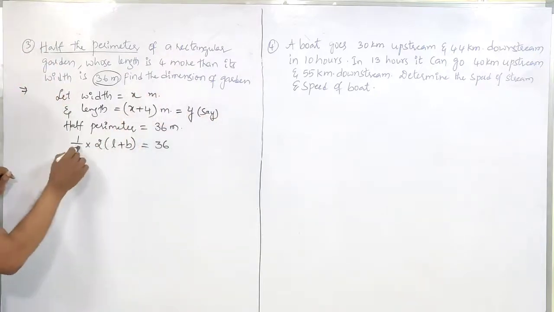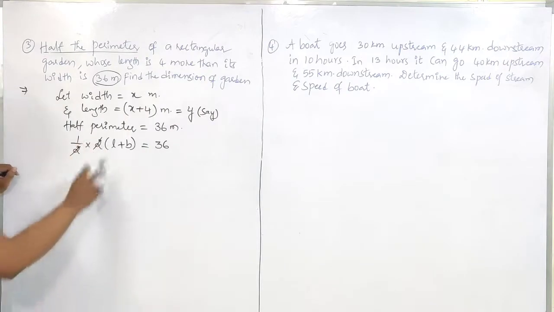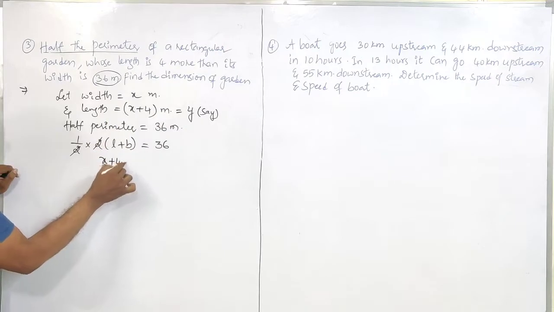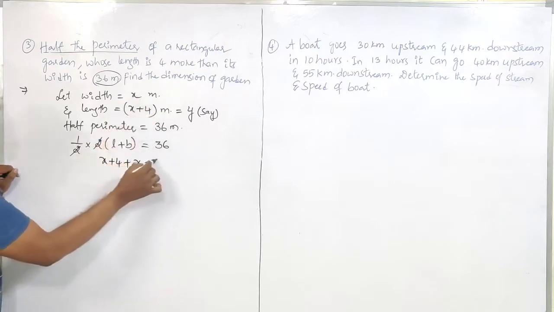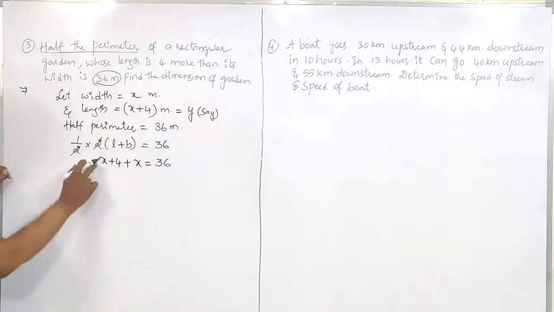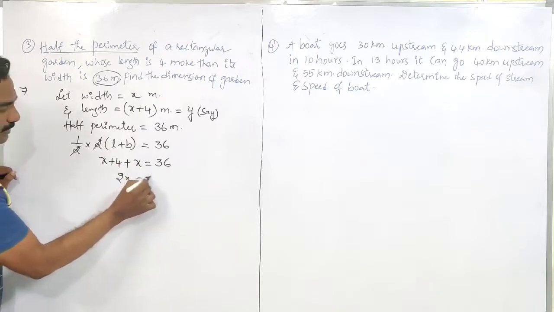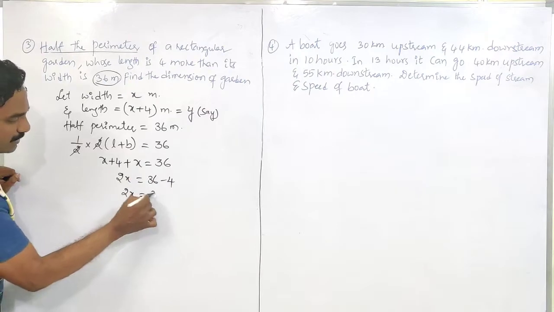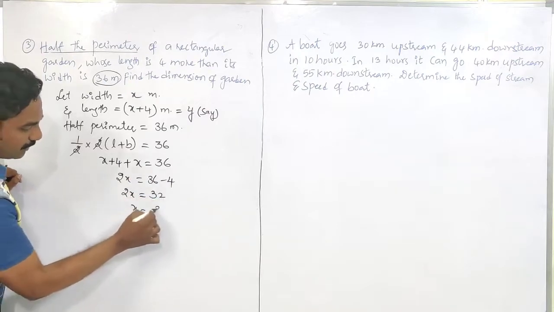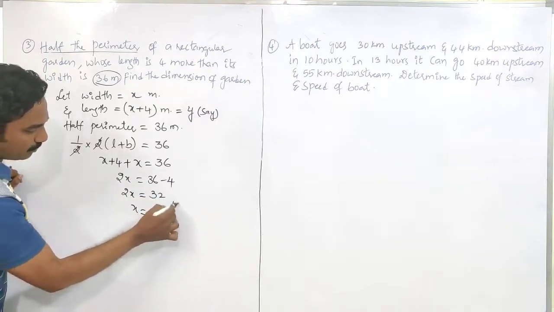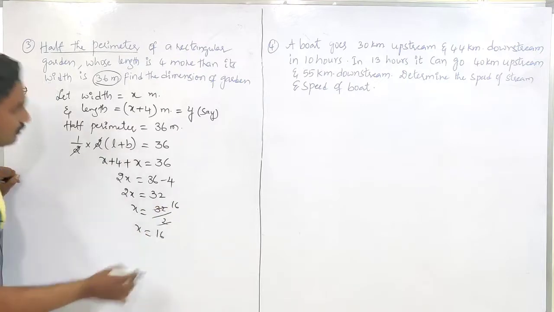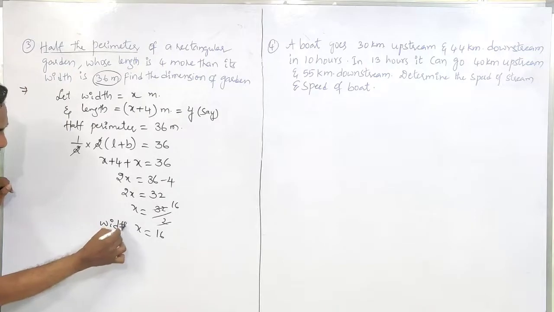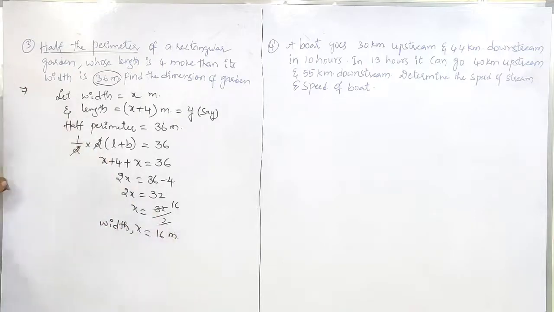Now 2 into L plus B, the 2 gets cancelled. How much is length? Length y is x plus 4 and the breadth is x, is equal to 36. x plus x, 2x is equal to 36 minus 4. 2x is equal to 32. x is equal to 32 by 2, which is equal to 16. Now we got x, the value of x is width. Width is 16 meters. We got one value.